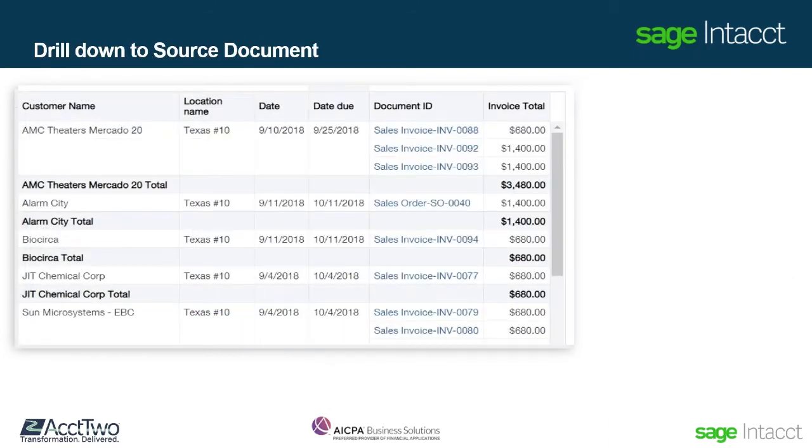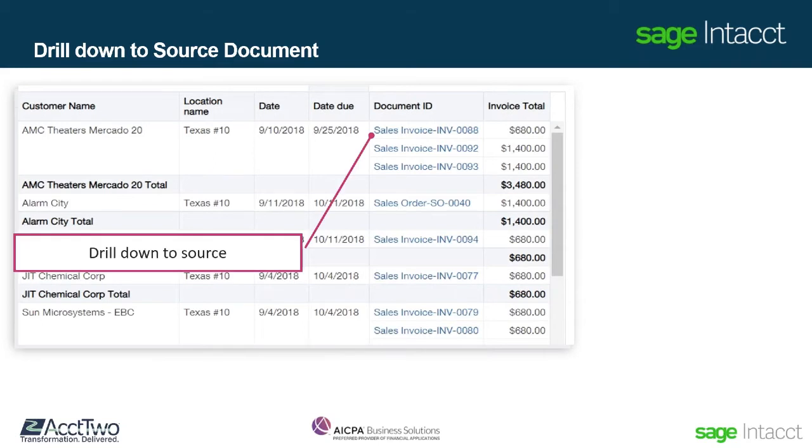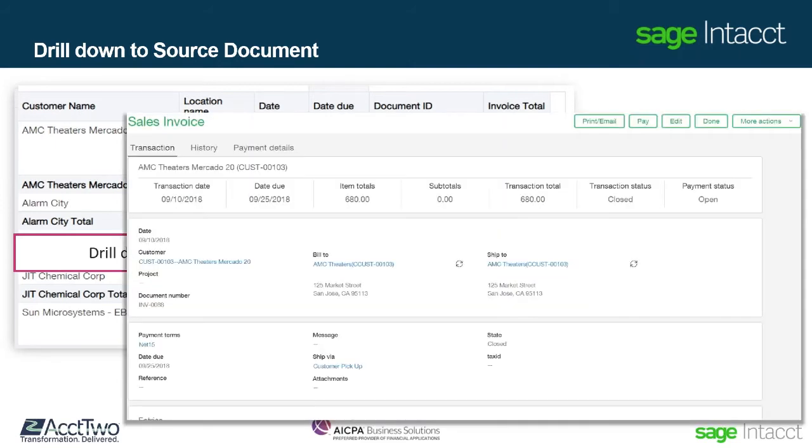Now, drilling down to the source document. This is another one of those things that we all have done and we expect, and you can still do that here in ICRW. What you would want to do is define this when you define the report. You'll see this drill down in a few minutes on an AP report. So you can drill down to the source. In this case, it would drill down to the sales invoice.